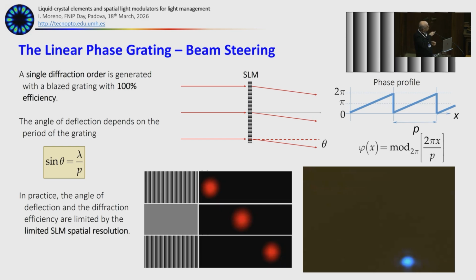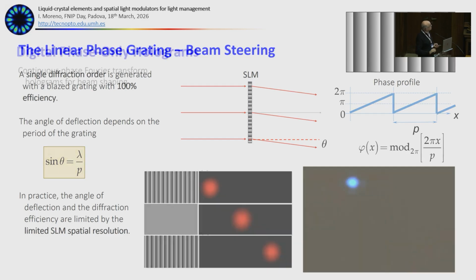This is what you see here. When we have nothing on the screen, you get the 0 order. When you have one blaze grating, all the light is going to the first negative order. If you display the grating in the opposite direction, you get all the light going in the other direction. This is useful to make what are called beam steering devices, devices where you can control a laser and move it in arbitrary directions, as I can show here. This is a laser that is being controlled by addressing gratings with different periods and different orientations to the SLM, and we can control arbitrarily the movement of a laser beam.